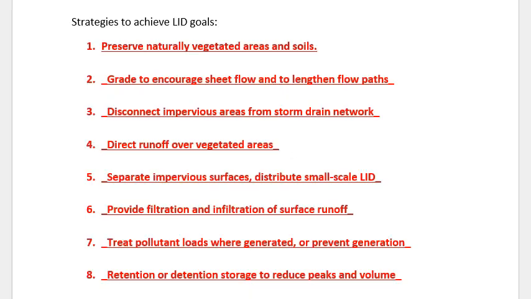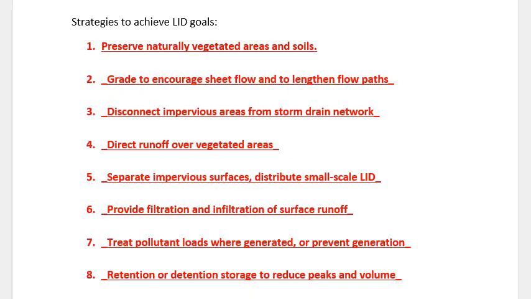Provide filtration and infiltration of surface runoff. If we have volume requirements, which just about everybody does, you infiltrate that some way. You've got to deal with it that way. Treat pollutant loads where generated or prevent generation. So some of these technologies that we'll go through are for water quality, and they can prevent the nutrients or sediments from going into the stream.